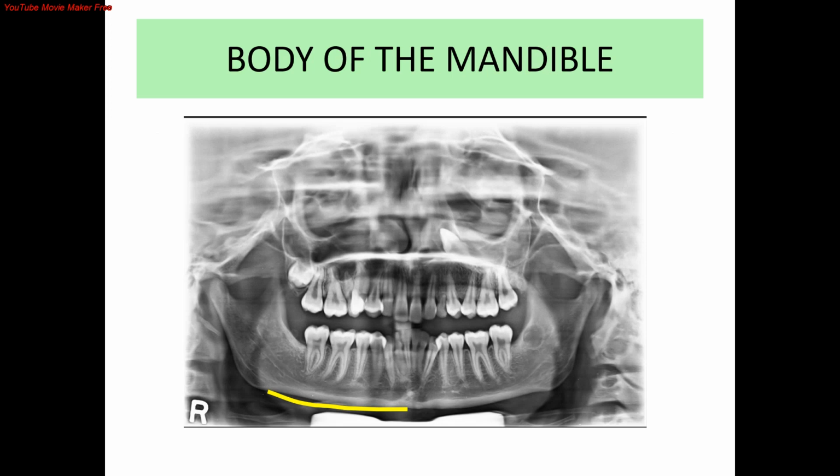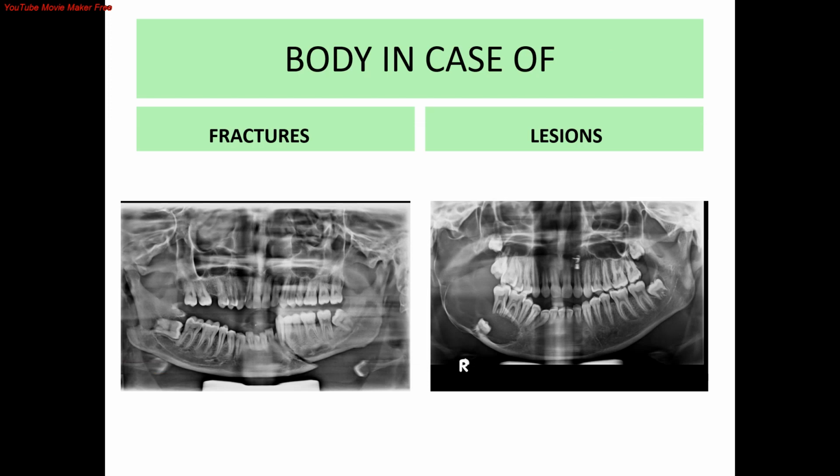The body is the tooth-bearing area. Width of the cortical bone at the lower border should be at least 3 mm in adults and of uniform density. Both sides must be checked for symmetry. Lower border of the body is usually smooth, corticated and evenly thick. In case of fractures, there is discontinuity of the border with so-called step formation seen on the left hand side of the radiograph, and large lesions like cysts and tumors can thin out the lower border of the body as seen on your right hand side radiograph.